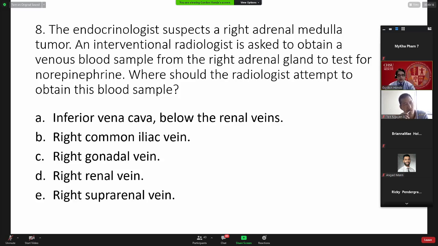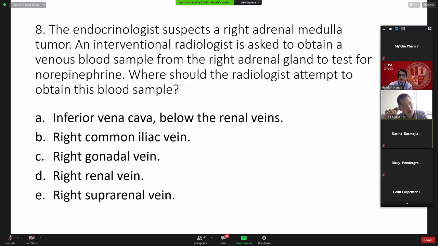Okay, group 1, I just want you to shout out, just tell me what you think the right answer is. Is it E? Right suprarenal vein. Okay, what does the rest of the group think? Go along with that? I agree with that.